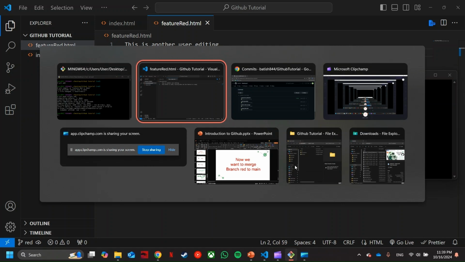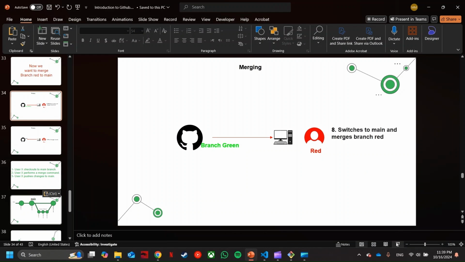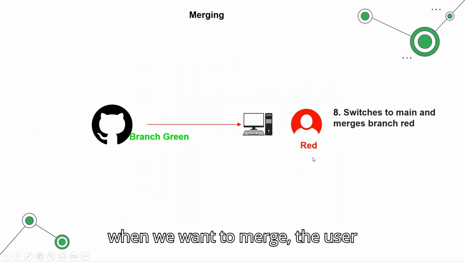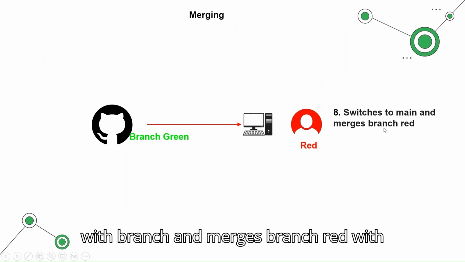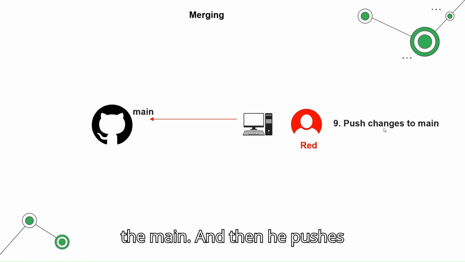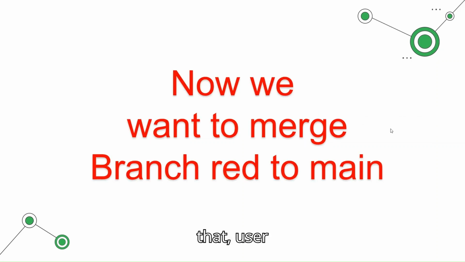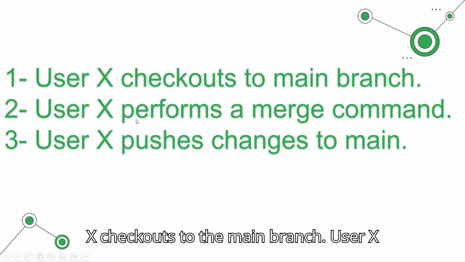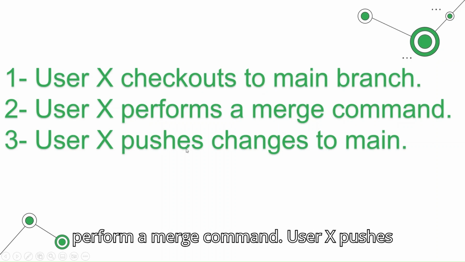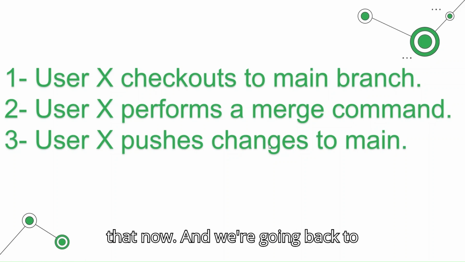So if we go back to the PowerPoint, you can see here that when we want to merge, the user switches to the main branch and merges branch red with the main. And then he pushes changes to the main. In order to do that, user X checks out to the main branch, user X performs a merge command, user X pushes changes to main. Well, let's do that now.